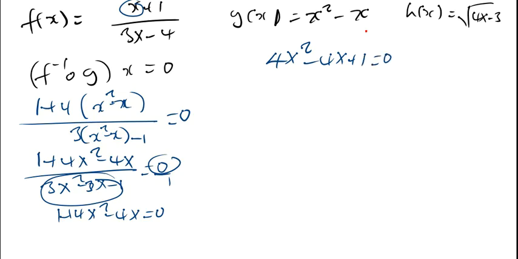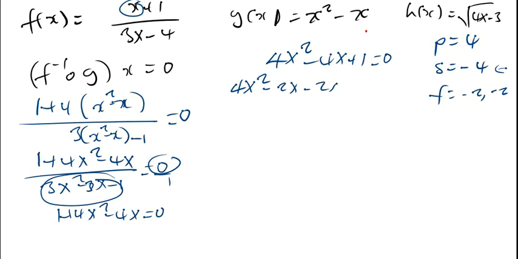Can I use the product and sum? I don't think it can work out. It can. The product is 4, the sum is negative 4. Factors can be negative 2 and negative 2. Negative 2 minus 2 is negative 4. Negative 2 times negative 2 is positive 4. Therefore, 4x squared minus 2x minus 2x plus 1 is equal to 0.